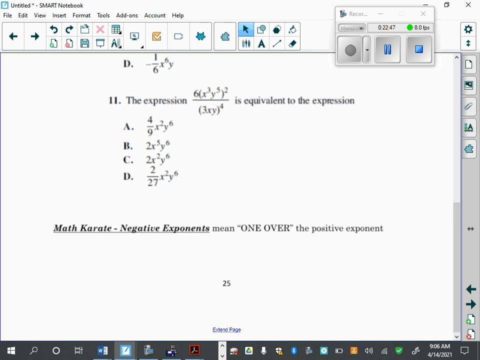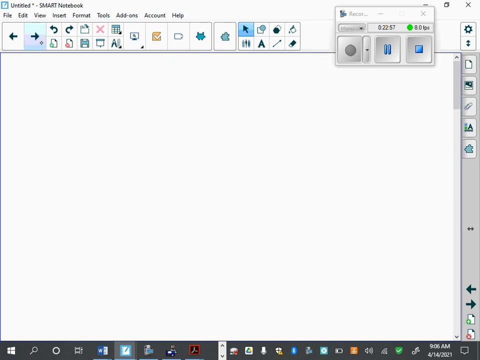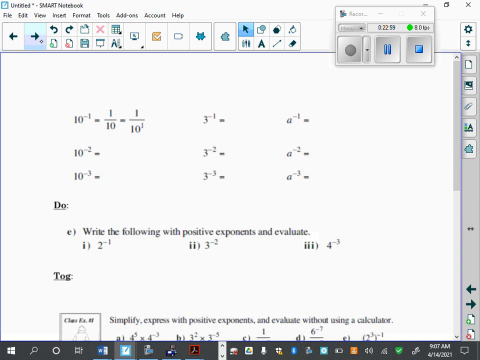So, when you see a negative exponent, 90% of the time you're going to write down 1 over the positive exponent. So let's go to the next page. Find this chart here, guys. You can see here, 10 to the negative 1 does not equal negative 10. It equals 1 over 10 to the positive 1.